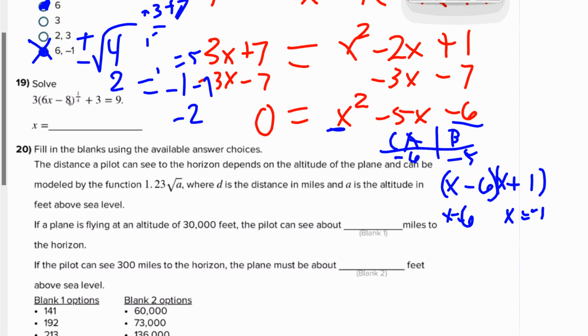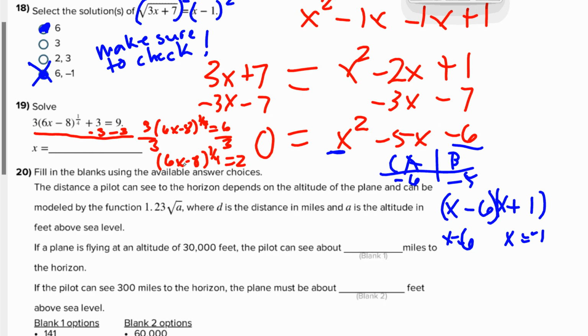This one, solving, we need to get the expression raised to the 1/4 by itself first. So we need to subtract 3, so we get 6 here, and divide by 3 on both sides, so we get 2. So we have 6x minus 8 to the 1/4 equals 2. And then we want to raise it to the 4th power, or the 4th root, right? I don't know what the 4th root of 2 is, but we can use a calculator. So that gets us to 6x minus 8 equals the 4th root of 2.